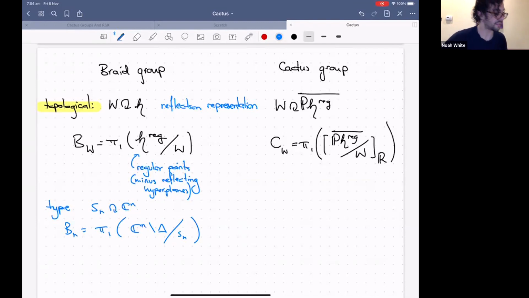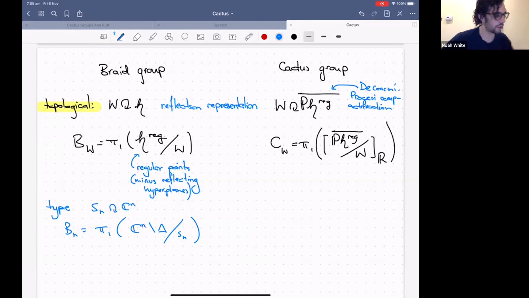And so there's a procedure that you use to get from the braid group to the Cactus group. What you do is you look at the reflection representation. So here we have the regular points of the reflection representation, and you take its projectivization, you compactify. So this is the De Concini-Procesi compactification. And you do a similar process. You take the quotient with respect to the Coxeter group, and you take the fundamental group.